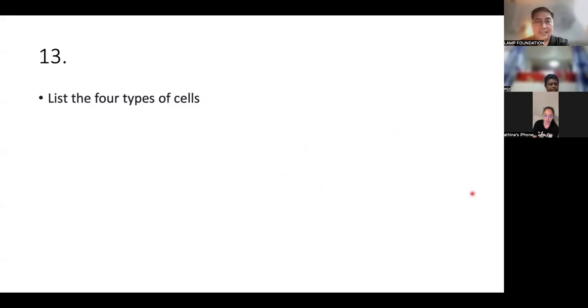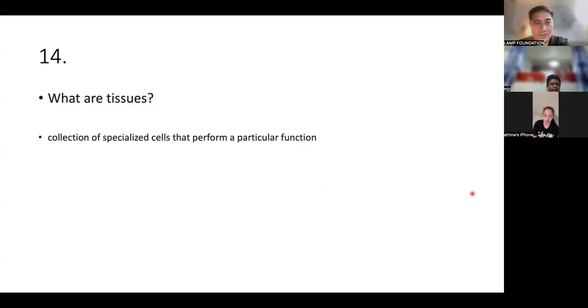Next, list the four types of cells. We have the epithelial cells, the nerve cells, the muscle cells, and the connective tissue cells. What are tissues? Tissues are a collection of specialized cells that perform a particular function. This is the one next in line: lowest is the cell, then we have the tissues.